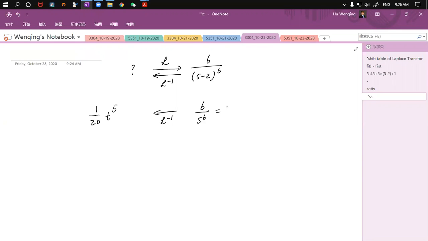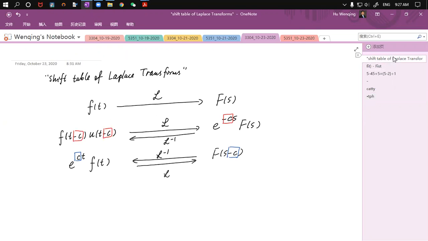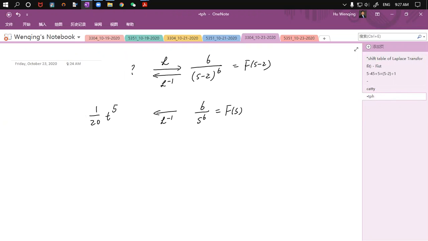But then you can see that if this is F of s, this is nothing but F of s minus 2. So you want to shift, right? When you shift, you're actually doing an ordinary shift on the image side. So you're actually still using this line. An ordinary shift on the image side should result in an exponential shift on the pre-image side. So that means this is going to be 1 over 20 t to the power of 5 multiplied by e to the power of 2t. Remember, this exponential shift has the opposite sign to this one.